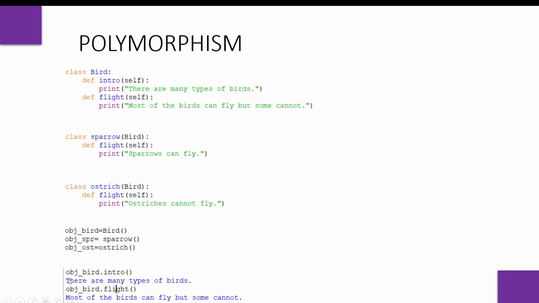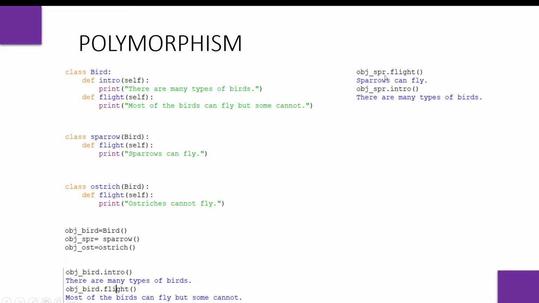Now I write object name dot intro, the method name. Then it will simply print there are many types of birds. Now I write object bird dot flight. It will print most of the birds can fly, but some cannot fly.